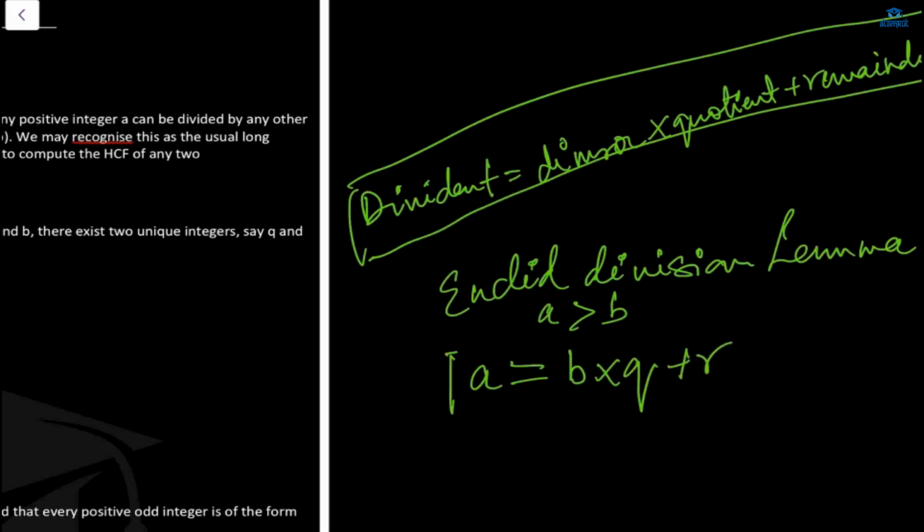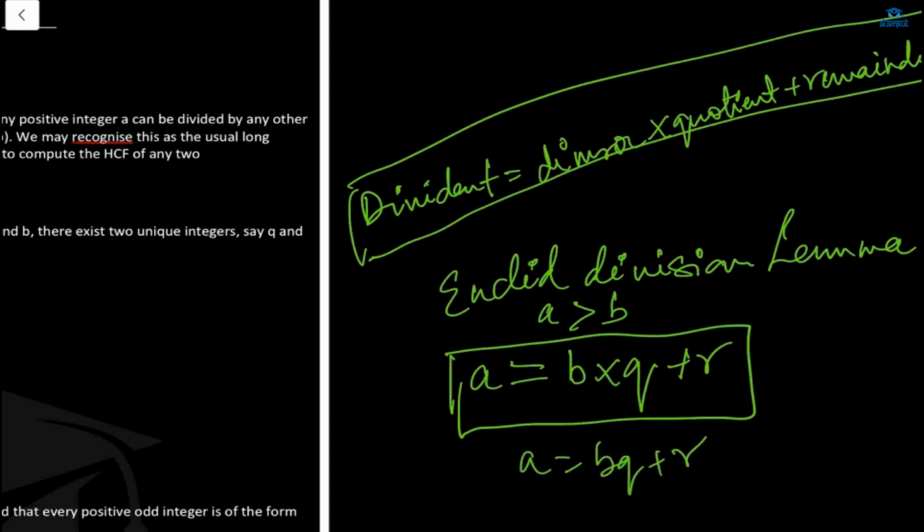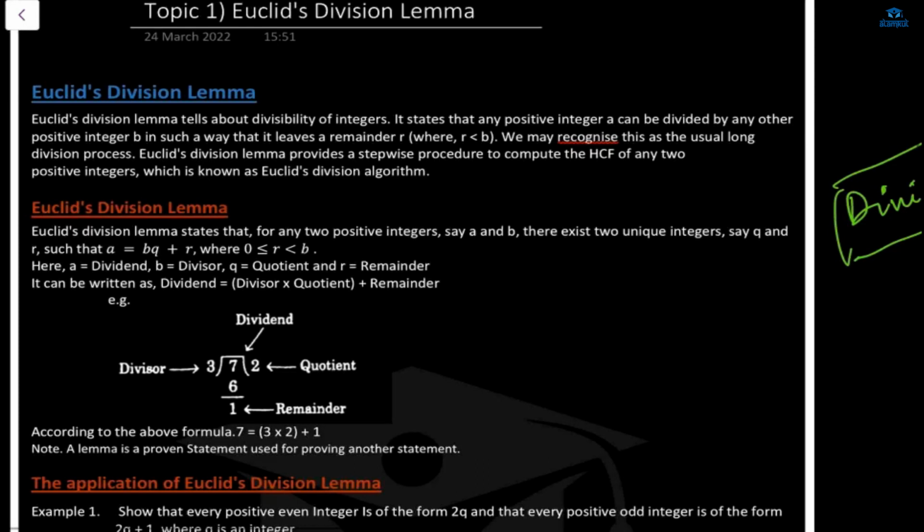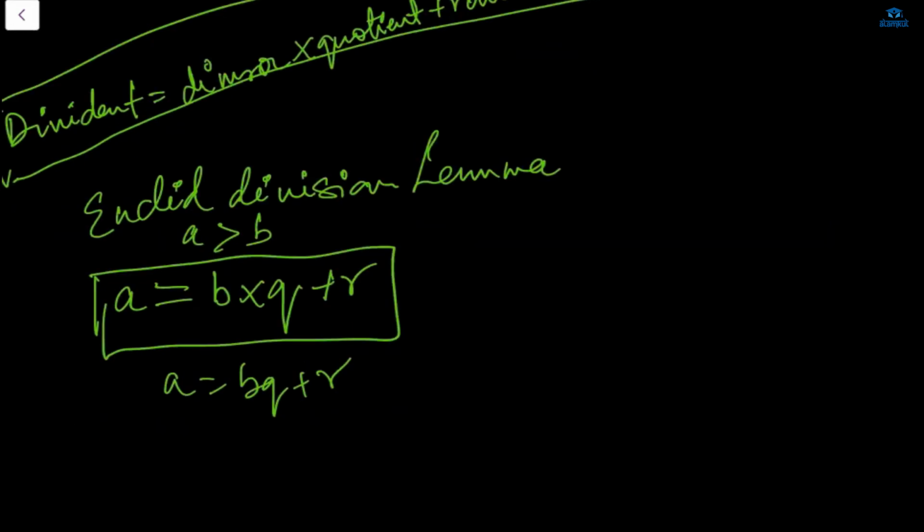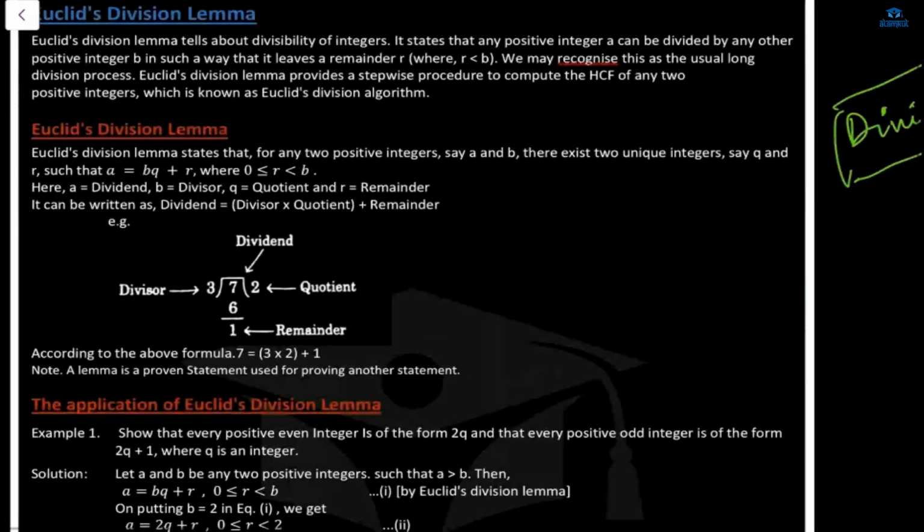This is the formula you will be seeing, a = bq + r, which is Euclid's division lemma. The r value will be less than b and greater than or equal to 0. Euclid's division lemma states that for any two positive integers, say a and b, there exist two unique integers, say q and r, such that a is equal to bq plus r. So understood? a is the dividend, b is the divisor, q is the quotient, and r is the remainder.